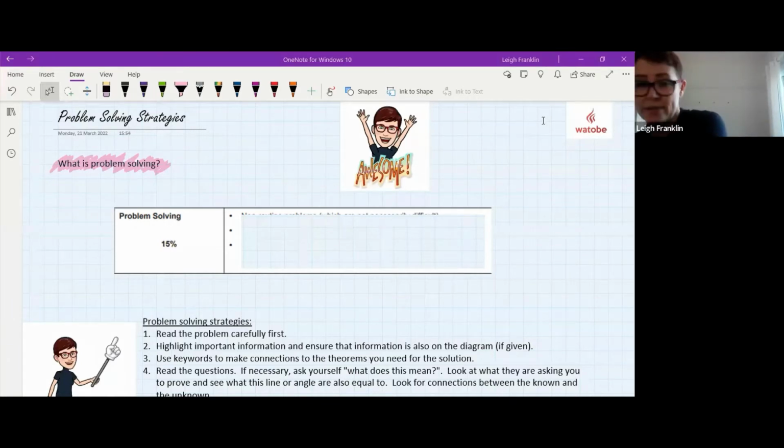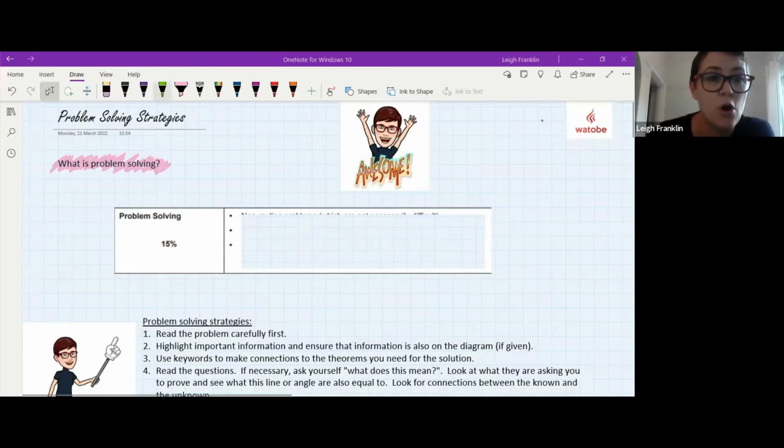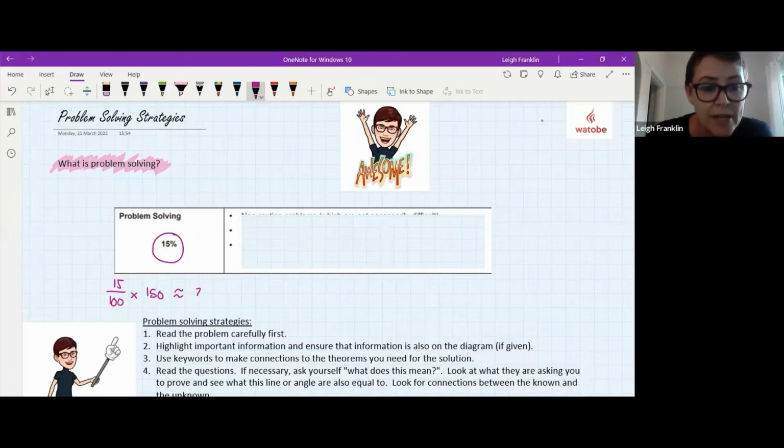So for grade 11s and matrics who are regularly writing papers out of 150 marks, if it is 15% of your paper, 15% of 150 marks is roughly 23 marks. Okay, so what you will find is that approximately 23 marks in a 150 mark paper, or 15% in any other paper, will be problem solving.